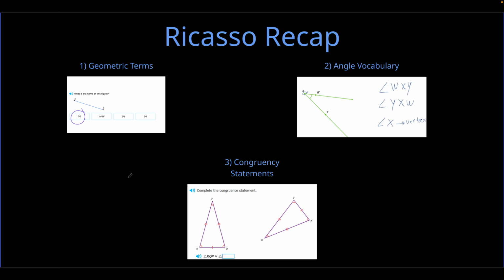For your recap, you should already know how to label geometric terms like line segments. You should know about angle vocabulary, how to name angles using 3 letters. And you should be familiar with congruency statements, the congruent symbol, dash marks, how to tell when angles are congruent, things like that. If you want a refresher on these topics, I'll link videos in the description below. Please go watch those before you start this lesson. All right, new lesson starts now.